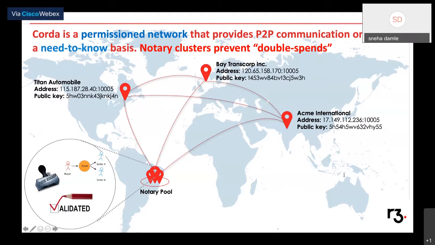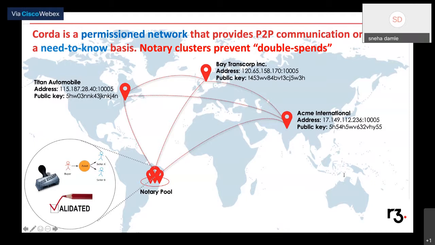In public blockchain, this is achieved by maintaining a global ledger, because each and every participant has a copy of the data. Because of this, each and every party knows exactly what is happening in the entire network and participates in the consensus, and hence double spend is easily prevented in public blockchains. But in Corda, double spends are prevented using a notary.